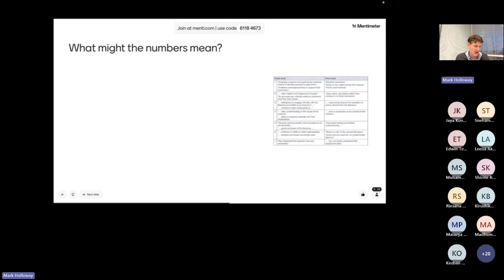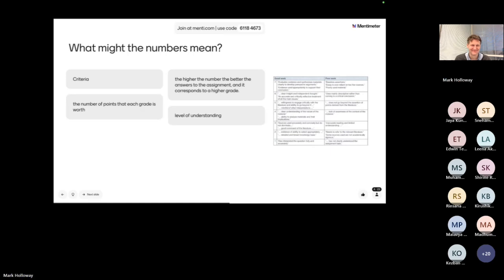So far, no answers, no suggestions. There you go, criteria. The higher the number, the better the answer to the assignment. It corresponds to a higher grade. That's a perfectly good guess, but it's not correct. The number of points that each grade is worth. No, it's not a marking scheme like that, and we'll look at a marking scheme in a moment. Level of understanding, I think I know what you mean there, like 7 is higher and 1 is lower, but that's not the answer.